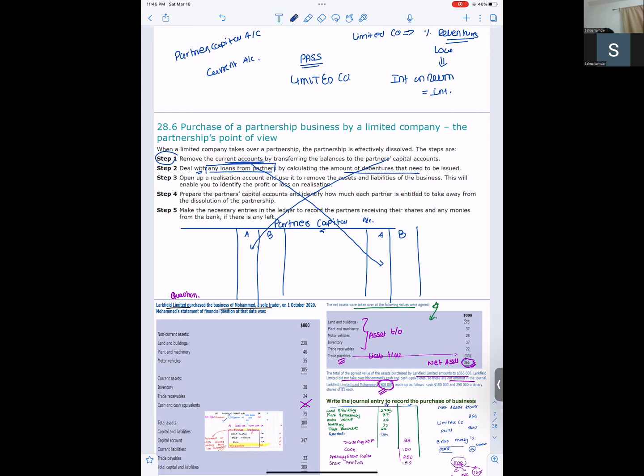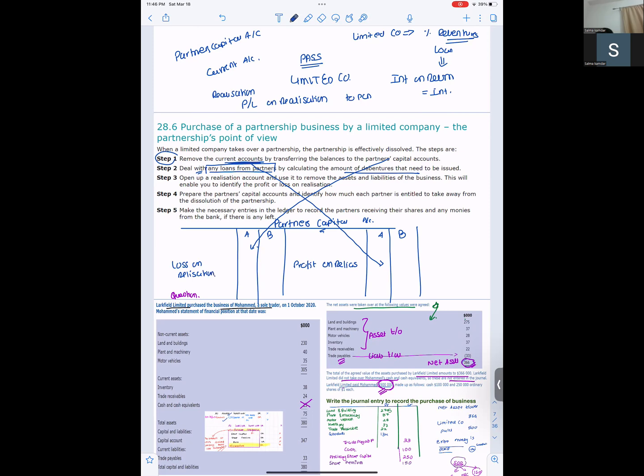Then you will open the realization account and transfer any profit or loss on realization to the partners' capital account. If there is a profit on realization, it will come on the credit side of the partners' capital account. If there is any loss on realization, it will come on the debit side of the partners' capital account.